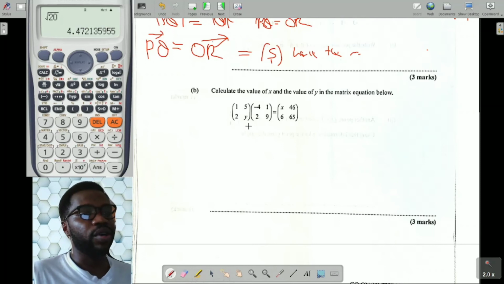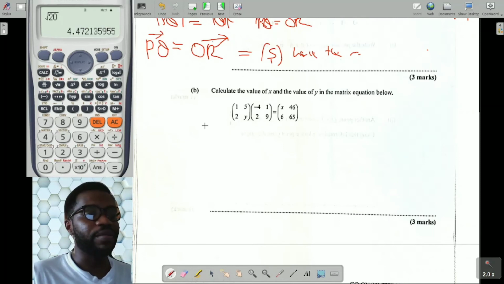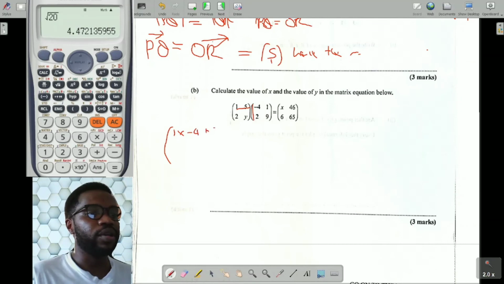Alright? So, I could start by expanding my brackets. So, you know how it goes. It's row times column. So, let me just open my big one here. So, it's going to be 1 times negative 4 plus 5 times 2. Put in the sign carefully so you can see it. You skip a space and you go row 1 again times column 2. So, it's 1 times 1 plus 5 times 9.